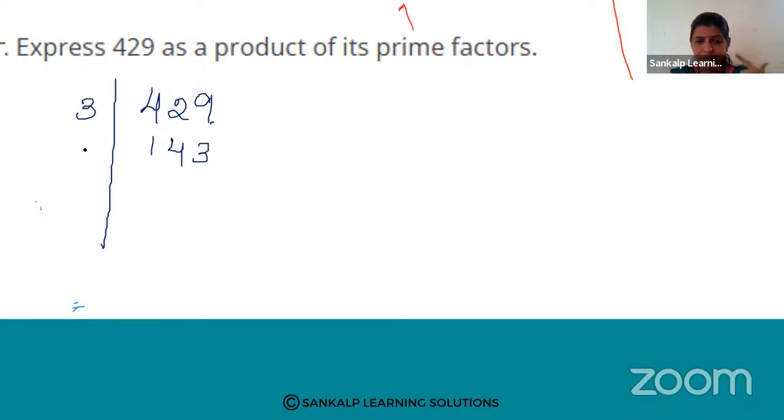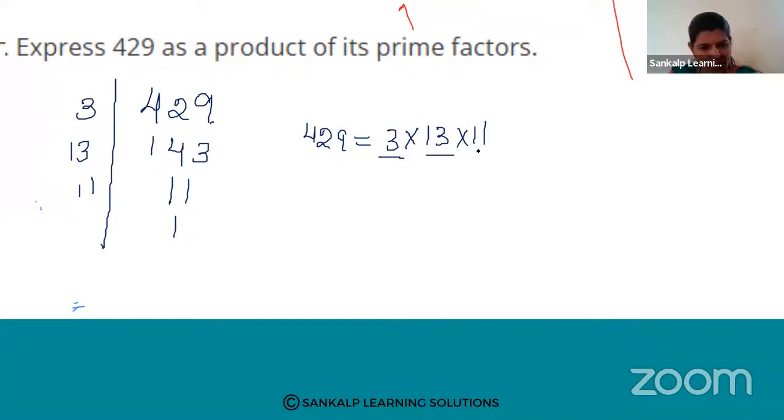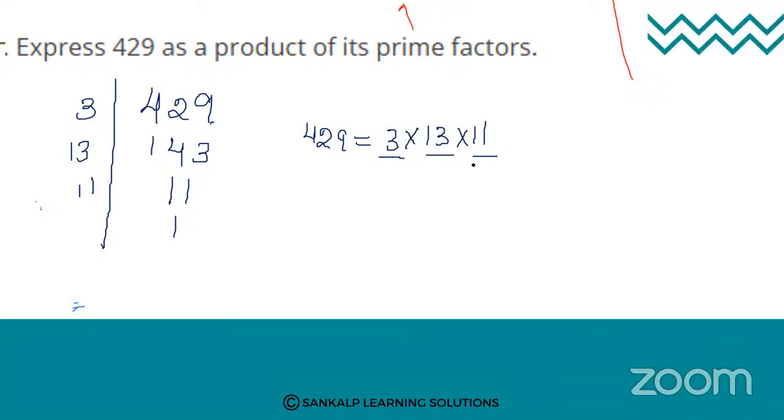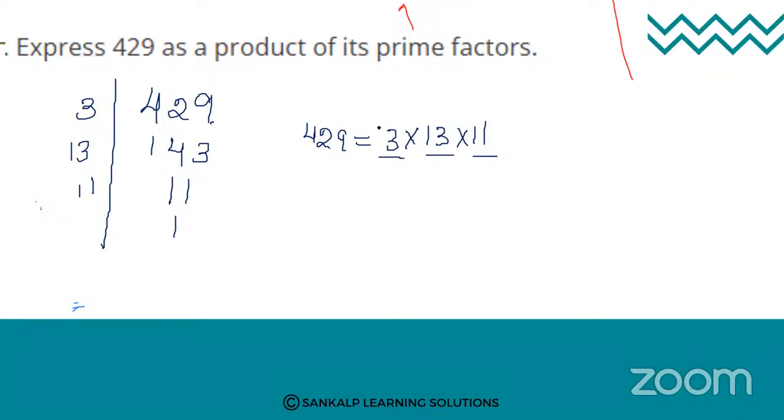So try to remember, directly it is divisible by 13. 13 ones are 13, 1 remains, 13 ones are 13, we get 11. Next, 11 ones are 11. So 429 can be expressed as the product of its primes, that is 3 into 13 into 11. 3 is a prime number, 13 is a prime number, 11 is a prime number. So these are the product of its primes. Have you understood? Shall we move to the next question?